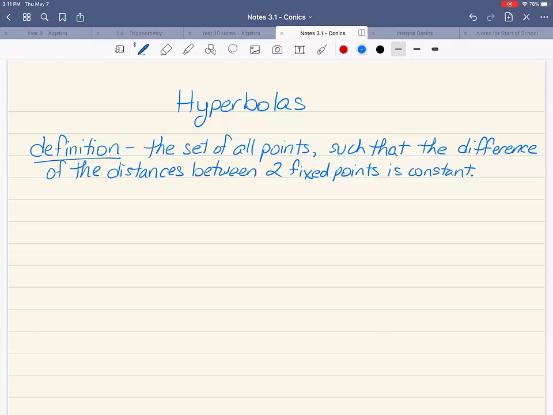All right, this definition is almost completely the same as the ellipse definition. The only difference is the word difference. The ellipse definition says that the sum of the distances between the two fixed points is constant. The hyperbola says that the difference is constant. And I'll outline what that looks like as we draw the picture.